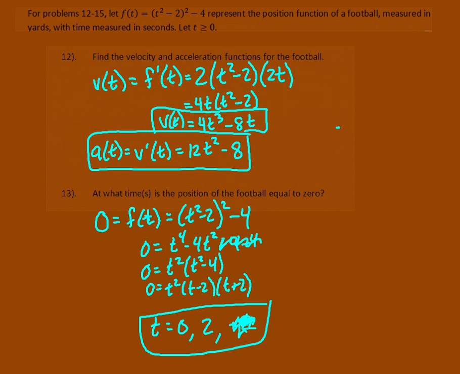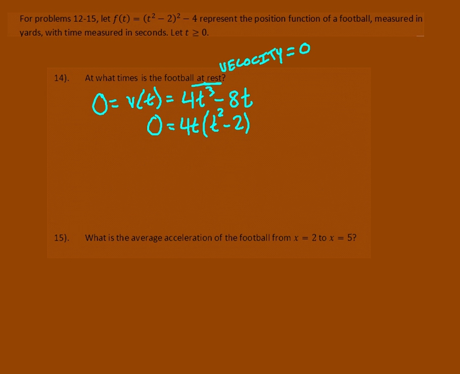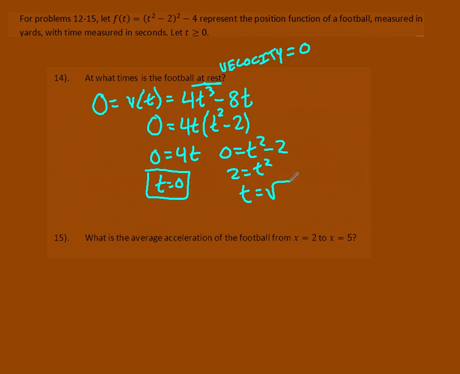If I go back a page here, that is kind of a factored form we already had, so that would work as well. And what I should do is set 0 equal to each one of these. 0 equals 4t, 0 equals t squared minus 2. So 0 equals 4t means time equals 0, so that's one place. And for the other, 2 equals t squared, that means t would equal the square root of 2 or the negative square root of 2. But again, negative times can't happen in this domain, so I'm just going to get rid of that answer. So I have 2 different times here where I can have my football at rest.